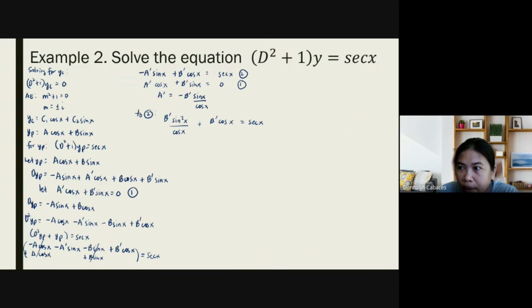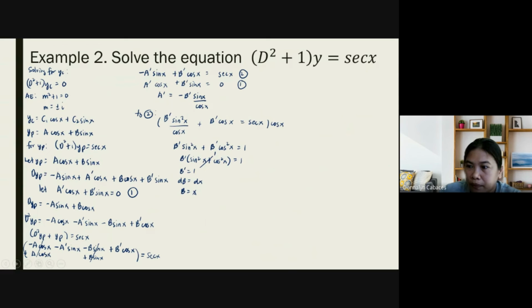Now, how do we find your b prime? Secant x, take note, is also 1 over cosine. So when we multiply both sides of the equation by cosine x, you have b prime sine squared x plus b prime cosine squared x is equal to 1. So you have here b prime times sine squared x plus cosine squared x is equal to 1, and this is equal to 1. So b prime is equal to 1, therefore db is equal to dx, and therefore b is equal to x when you integrate both sides of the equation. And with that, we substitute into this equation your a prime.